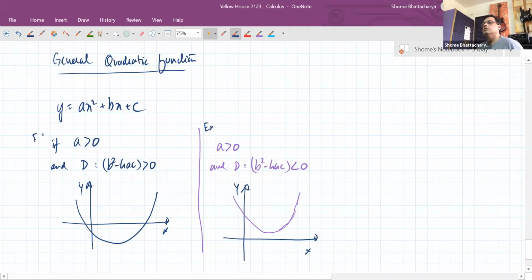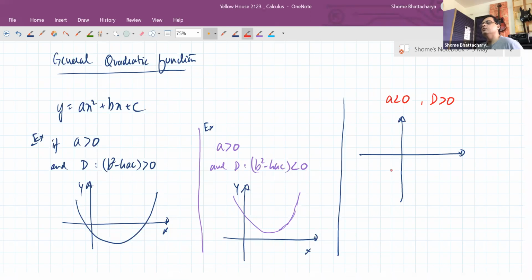There are more. Similarly, if we have a situation where a is less than 0, but the discriminant is positive, then a is less than 0 means it will be an inverted parabola, and discriminant is positive means again it will have two real roots. So all these shapes are parabolas, but they have different relationships with the x and y axes. All that depends on the values of a, b, and c.